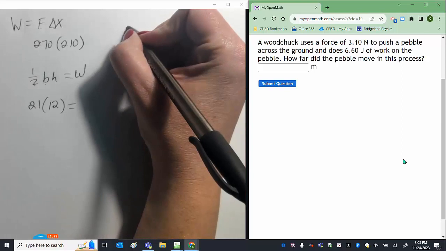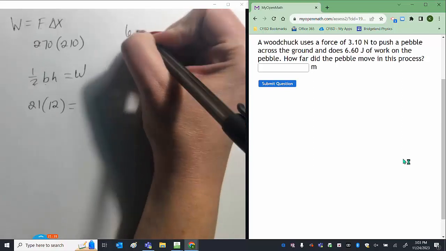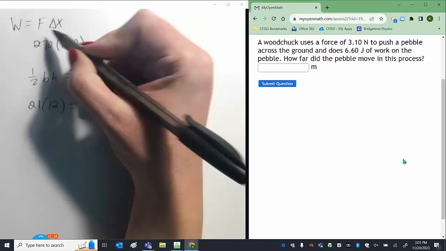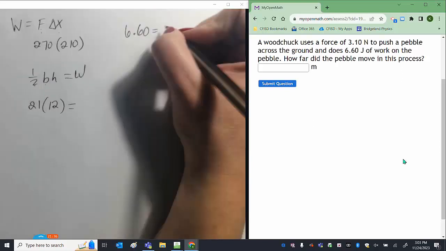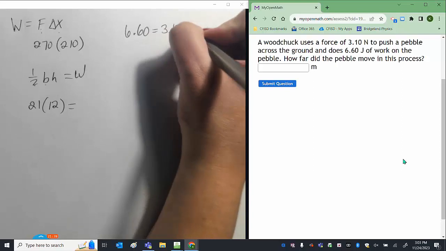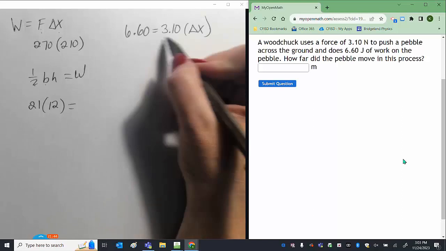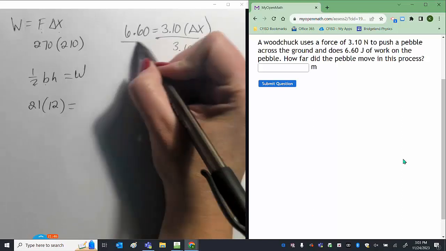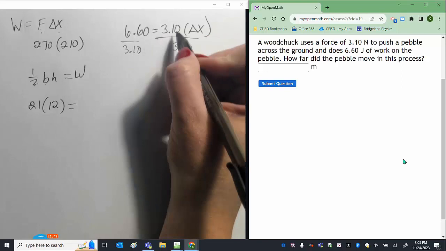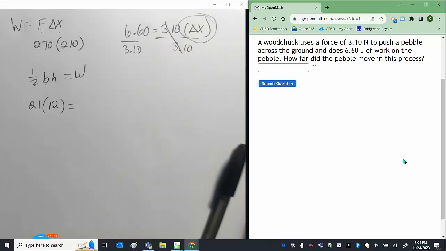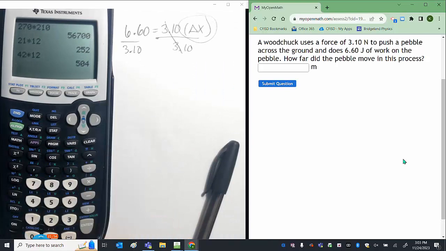So the work that's being done here is 6.60, and we're going to set that equal to force times displacement. They gave us a force, 3.10, and we're going to solve for displacement. That's what I want to know, how far. So all you're doing is dividing both sides by 3.10 in order to isolate that variable and get your answer. So 6.6 divided by 3.1 is 2.129. And you can round it more than that if you want, but I'm going to round it right there.